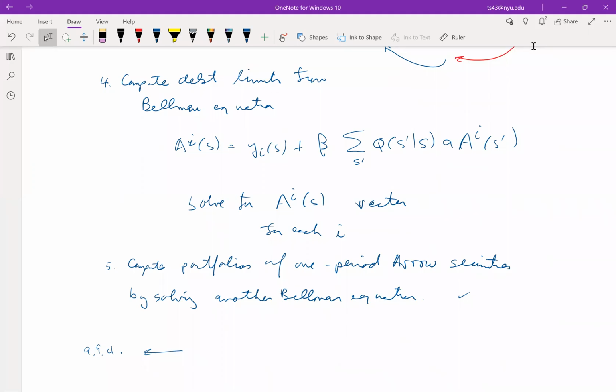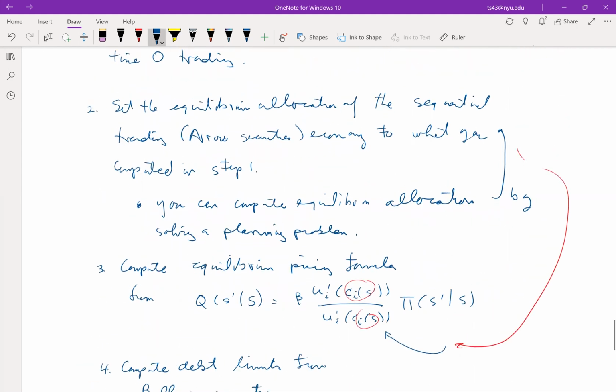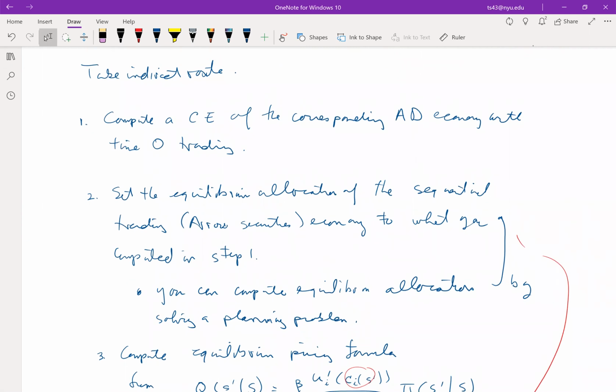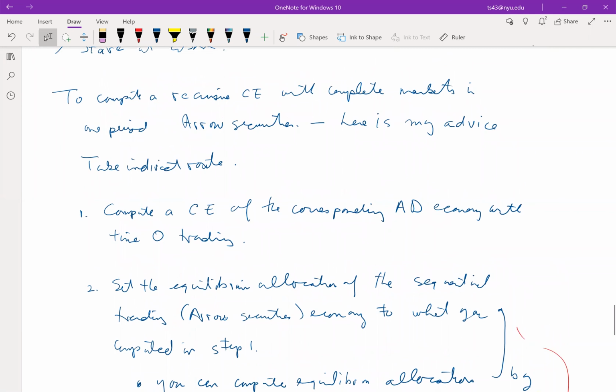I want to continue talking a little bit about this strategy in chapter 9, and we described this section 994 algorithm, which I recommend for computing a competitive equilibrium for a complete markets model in our setting with Arrow securities, one-period Arrow securities.